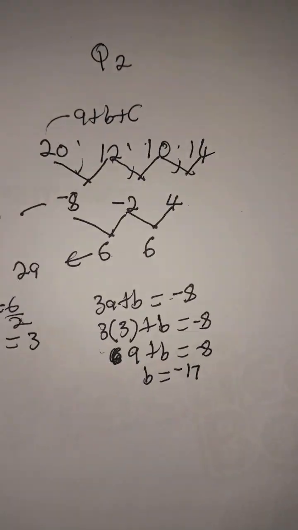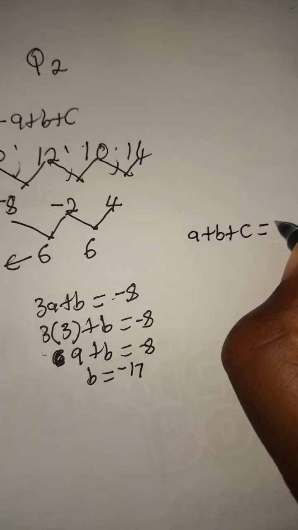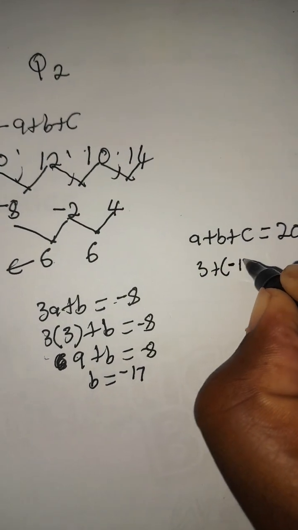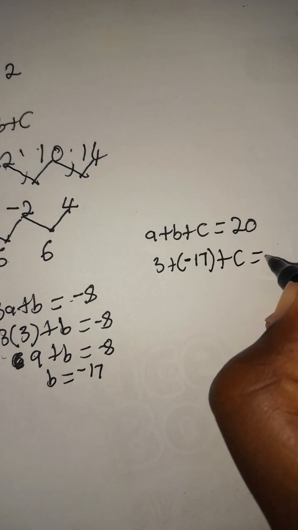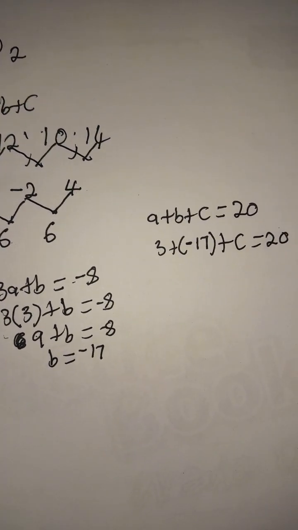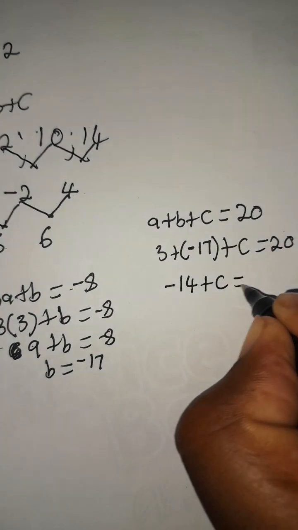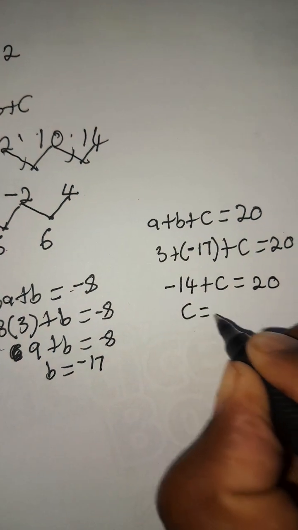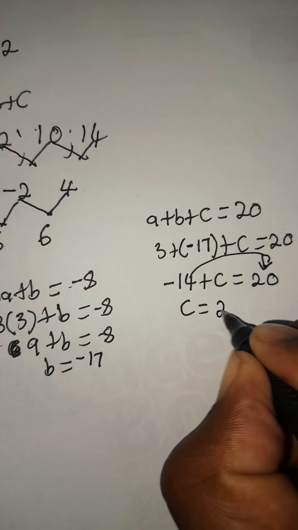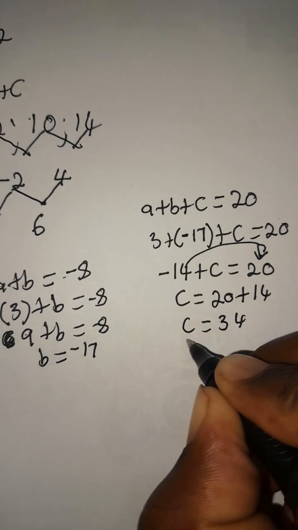Then let's look at the first term: a plus b plus c, which is equal to 20. We already have a as 3 and b as negative 17, plus c. So the aim now is to find c. What is 3 plus negative 17? That will be negative 14 plus c, which is equal to 20. Remember, we need to make c the subject. If we transpose negative 14 to the other side, it's the same as saying 20 plus 14, making c to be 34.